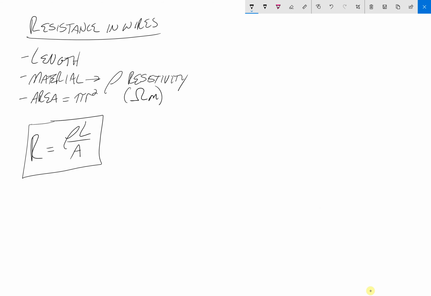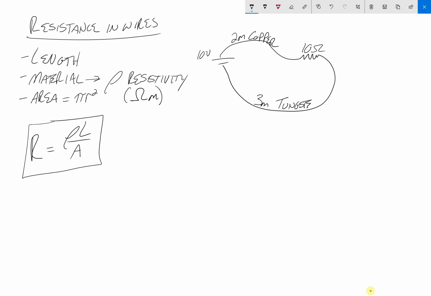Okay, so supposedly there's, we'll say, a 10-volt source, and there's a wire that connects to a resistor and another wire that comes back to the other side of the battery. We're going to say that the first wire is made of 2 meters of copper and that it connects to a resistor of 10 ohms. And then the other wire will go with 3 meters long and made of tungsten.